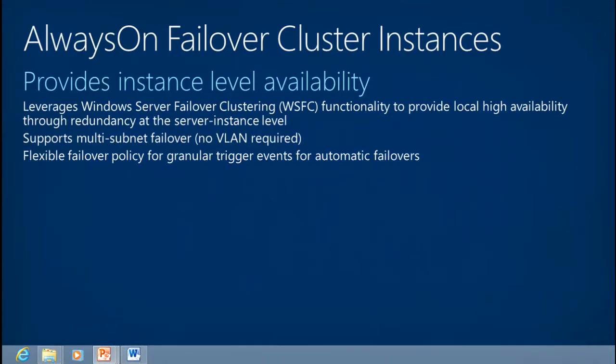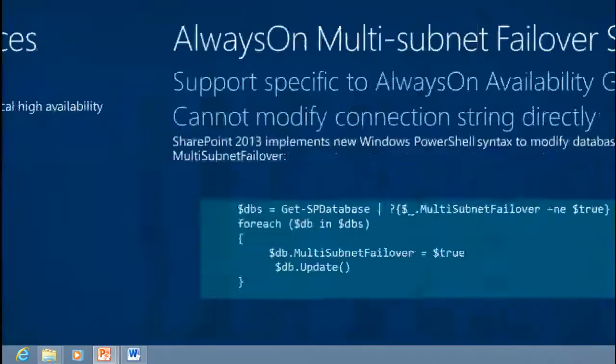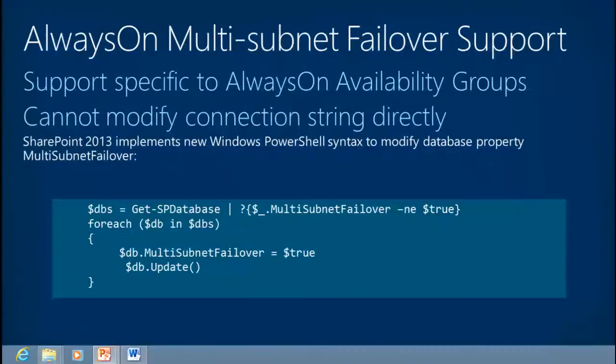So false positives don't happen anymore with failover cluster instances because you can specify what types of events should actually trigger a failover, and how and where that failover should occur. Lastly, Always On also supports multi-subnet failover clusters.